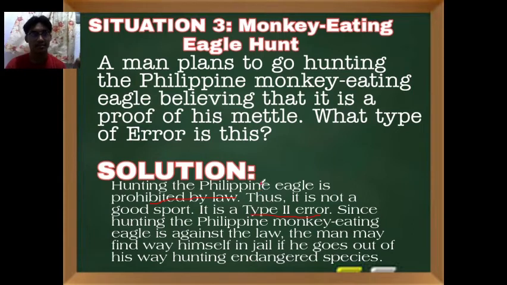He rejects, he accepts the fault. Diba? Na manghuli. That is false. Which is the truth is hindi pwede. Okay? That's why it is considered that he is committing a type 2 error.